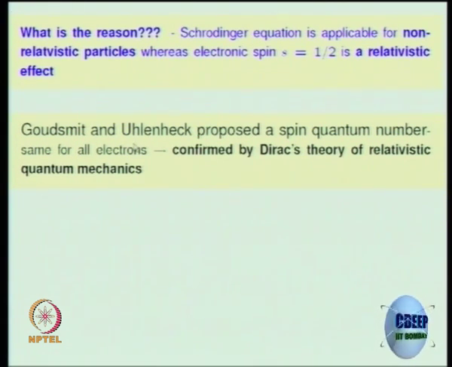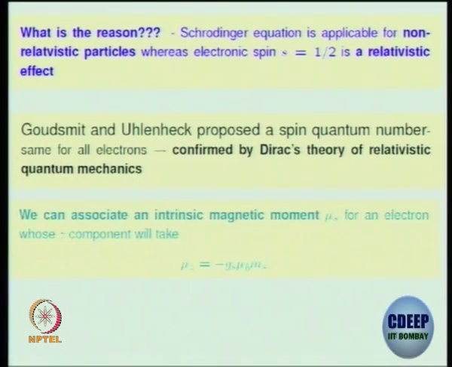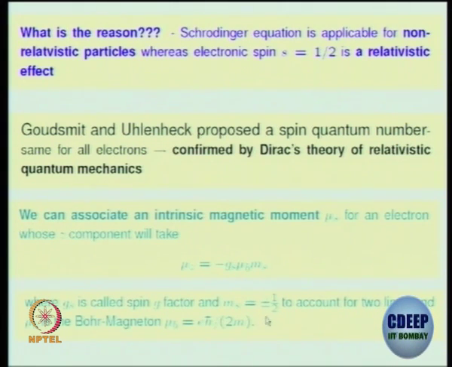and these people had proposed a spin quantum number which is the same for all electrons. So what does that tell us in theory? I have to introduce a term like the way we introduced the orbital magnetic moment, a spin magnetic moment, and we also introduce the proportionality factor, which is the g factor, and ms is taken to be plus or minus half. If we take this, then we can account for all the experimental data.